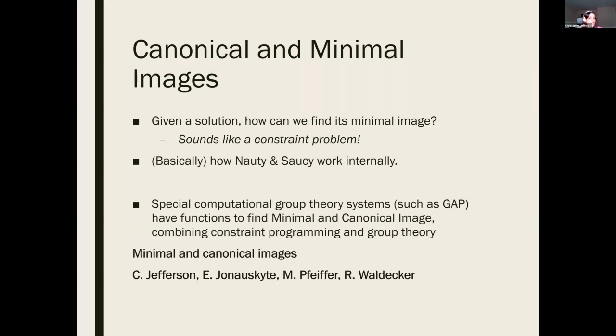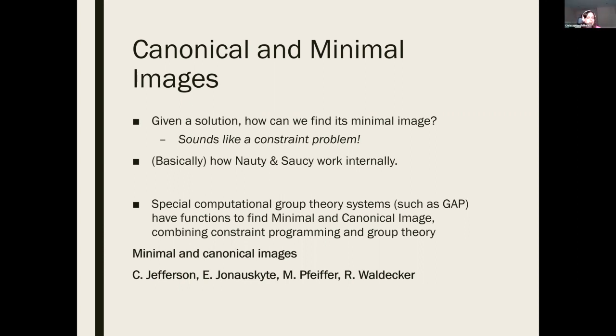I have written a paper on this topic called Minimal and Canonical Images. Given a solution to a constraint problem, or an assignment in general in a group, it finds its minimal image. Or it finds a canonical image, which is basically if you have two things where you can map one to the other, they'll get to the same canonical image. So you can use this for filtering.